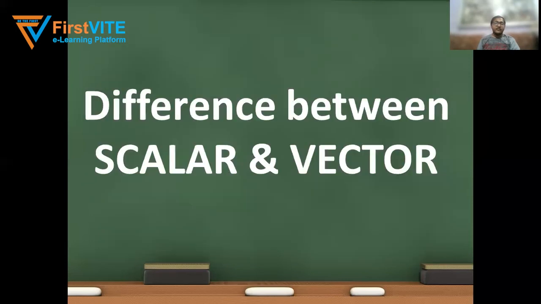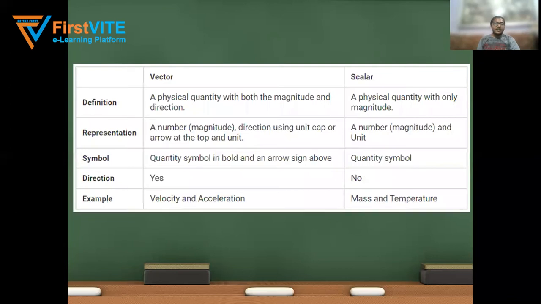Moving further, the difference between scalar quantities and vector quantities. So mainly there are 5 differences between scalar quantities and vector quantities. Let's have a look at each, one after the other. Talking about the definition, vector quantities consist of both magnitude and direction, whereas a scalar quantity consists of only and only the magnitude.